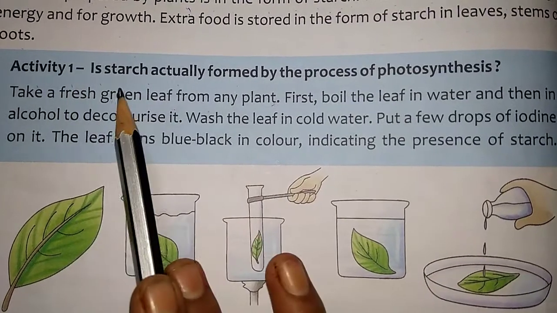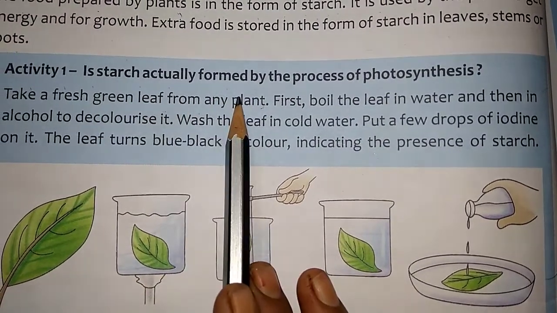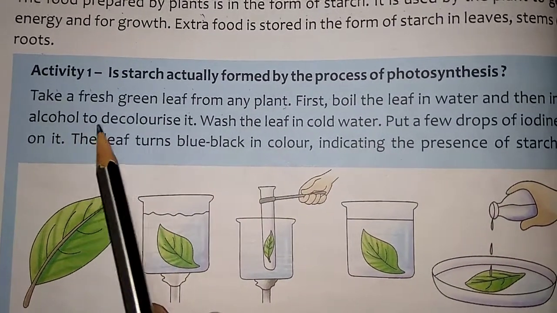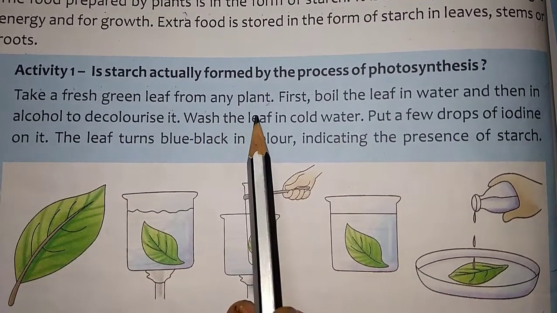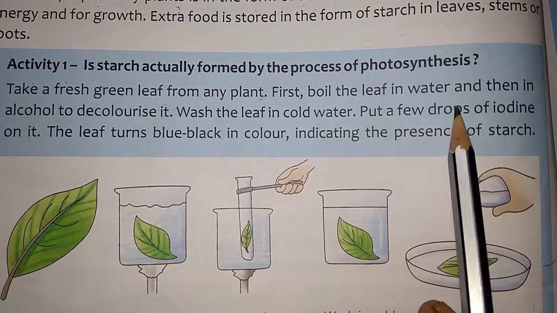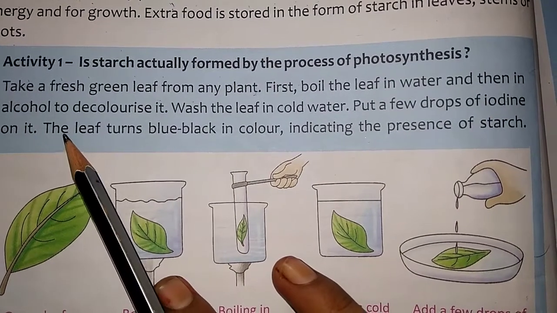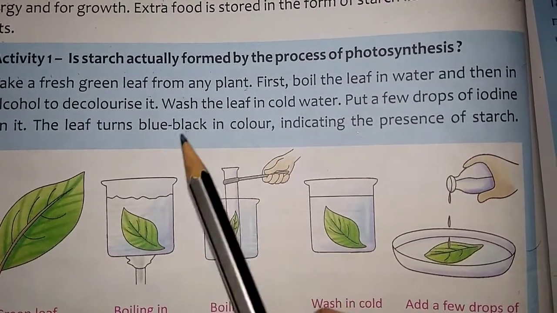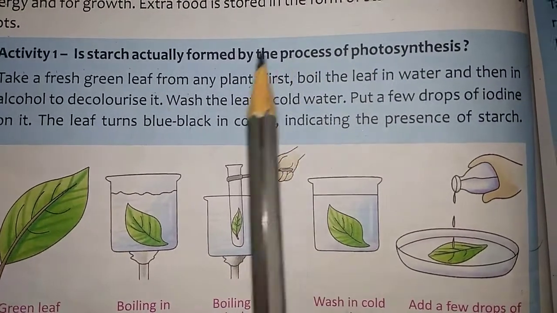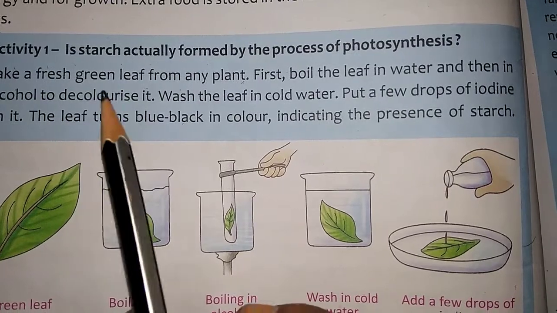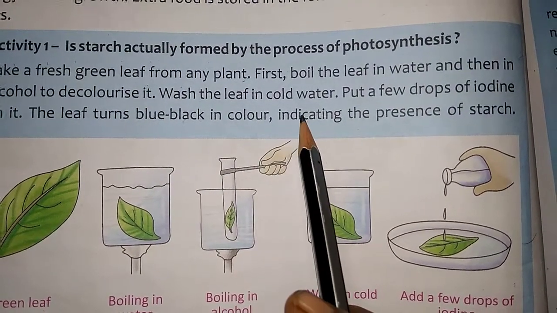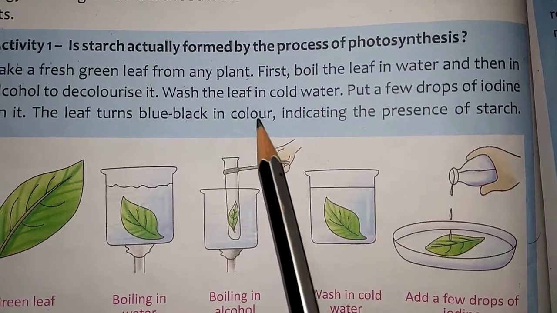Activity 1. Is the starch actually formed by the process of photosynthesis? Take a fresh green leaf from any plant. You can take any plant, one leaf. First boil the leaf in the water and then in alcohol to decolorize it. First you have to boil in water, then you have to boil in alcohol. Decolorize means the color will be changed. Wash the leaf in cold water. After boiling, you have to wash in cold water.